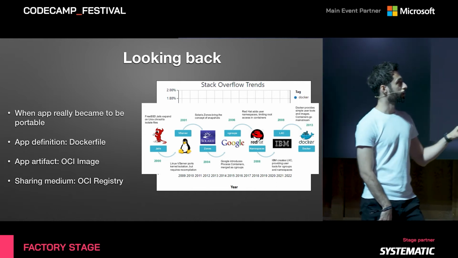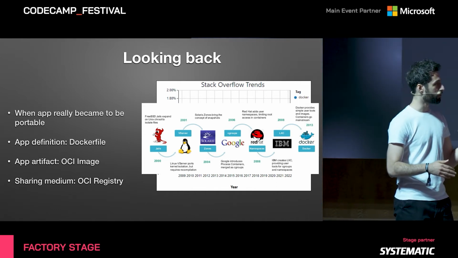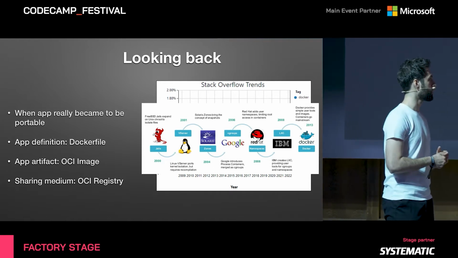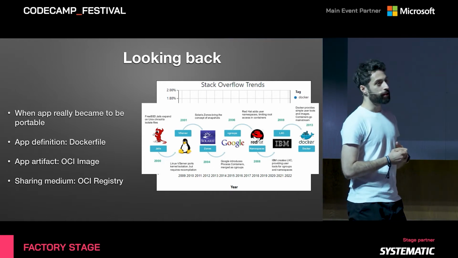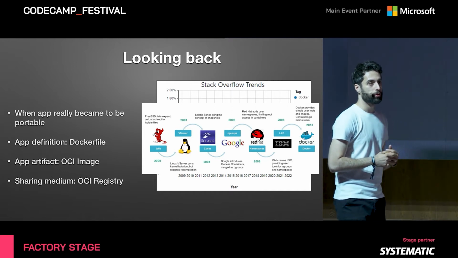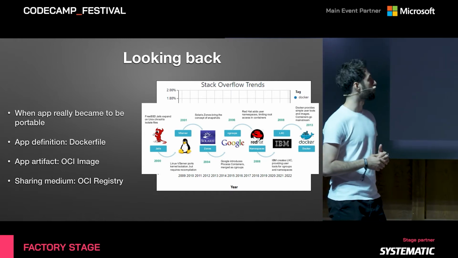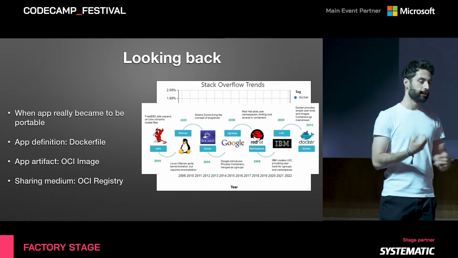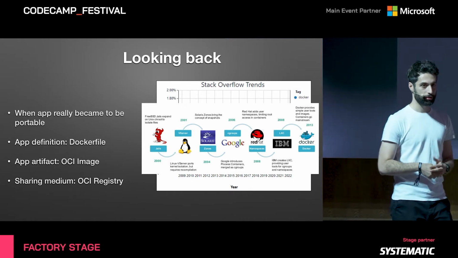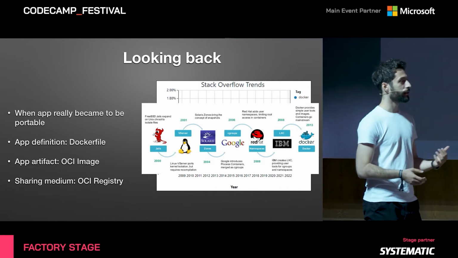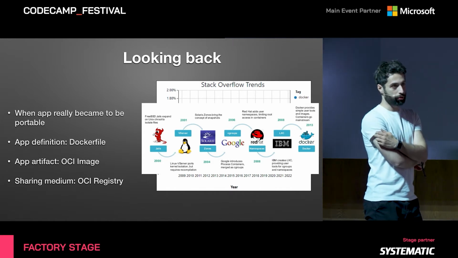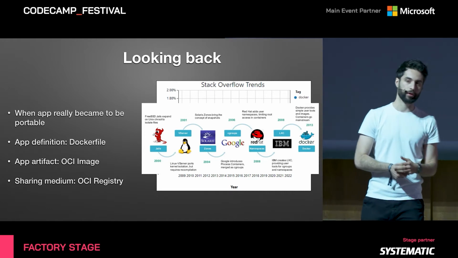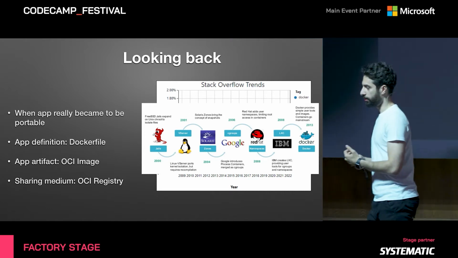We can see a nice chart from Stack Overflow trends, which shows us the traction Docker gained in terms of questions and answers. And then the applications started to be quite portable. So we have the definition of our application, which is a Dockerfile, a classic one. As an artifact, we have our Docker images, and as a sharing medium, we had a registry: Docker Hub, Nexus. It can be anything.